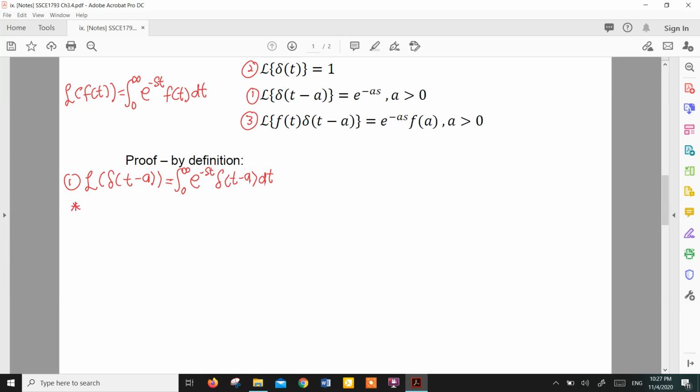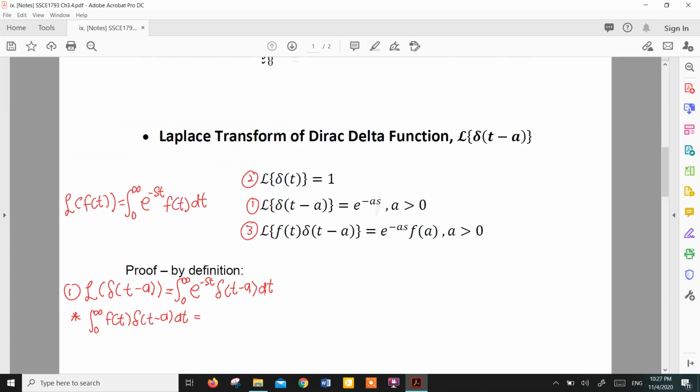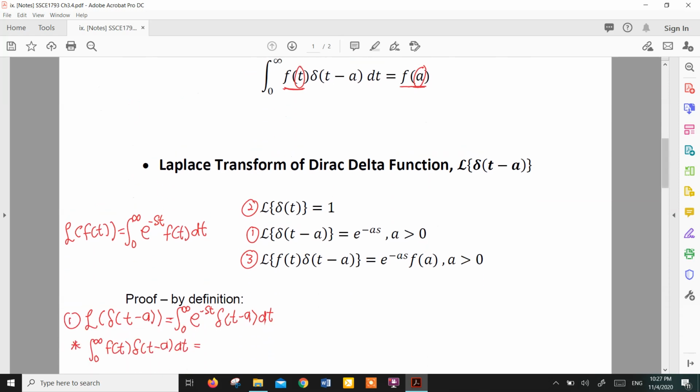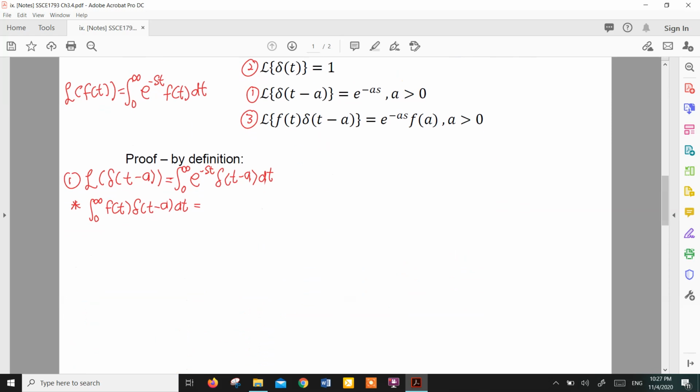So we know that the improper integral of f(t) delta(t minus a) dt just now is equal to this one. The improper integral of f(t) delta(t minus a) dt is equal to f(a), right? So this one is equal to f(a).